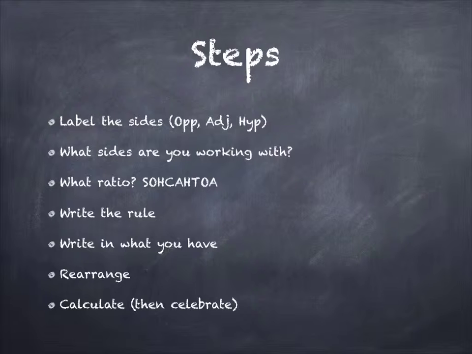Okay, here we have the steps you need to follow to solve the problem. First step is always label the sides. One will be the opposite, which is opposite the angle that we're looking for. One is the adjacent, the one next to or touching the angle we're looking for. And the hypotenuse is the longest one, opposite the right angle.